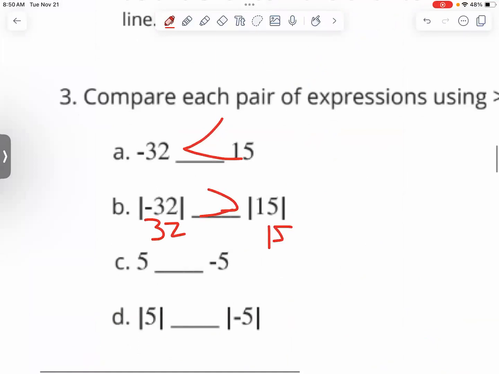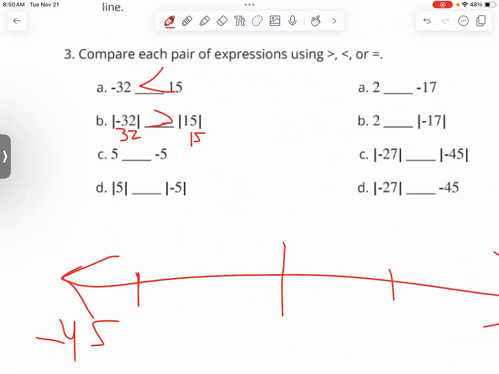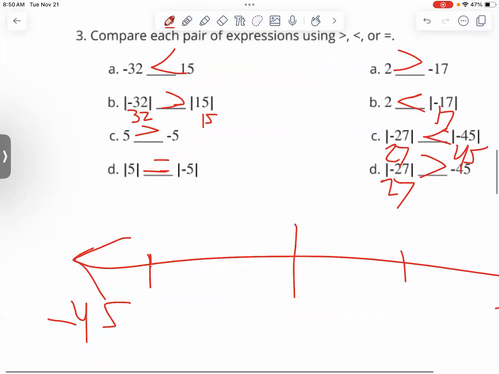So that way. Positive 5 is greater than negative 5. The two absolute values, negative 5 and positive 5, are the same. Positive 2 is greater than negative 17. However, the absolute value of negative 17 is 17, and that's greater than 2. The absolute value of negative 27 is 27, and that's less than 45. And then this one would be positive 27, so that's greater.